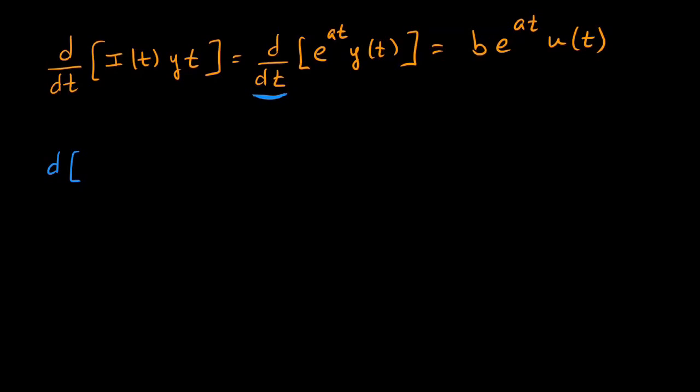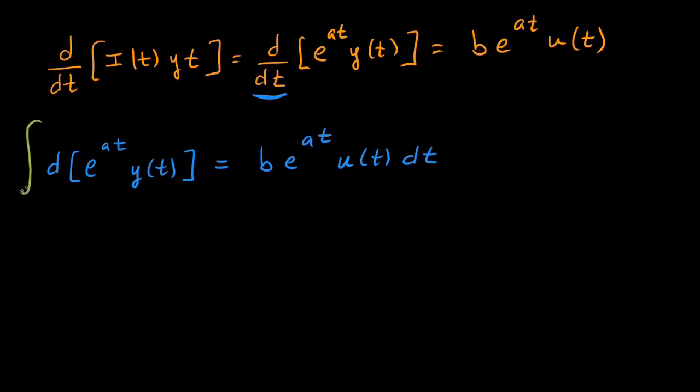So what I'm going to have is a differential of e to the at times y of t equals b e to the at u of t dt. And then I can integrate both of those. So I can take the integral of each of those.